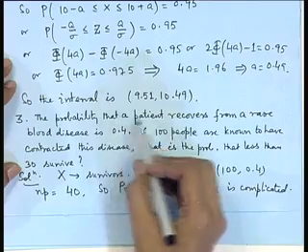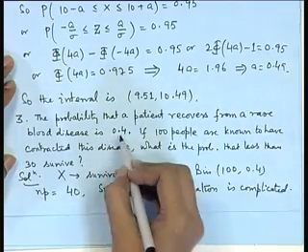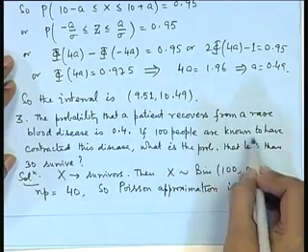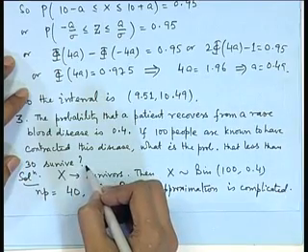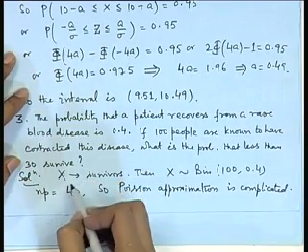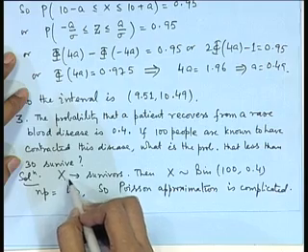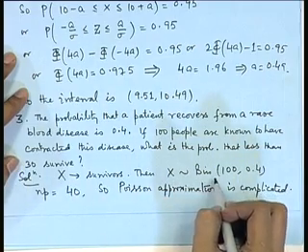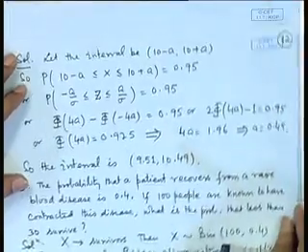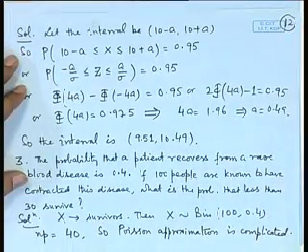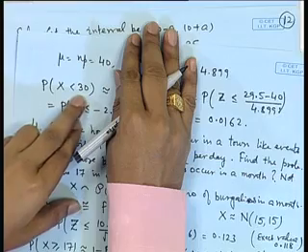So, let us look at applications of this. The probability that a patient recovers from a rare blood disease is 0.4. If 100 people are known to have contracted this disease, what is the probability that less than 30 will survive? If we consider x as the number of survivors, then x follows binomial 100, 0.4, and we are interested in calculating the probability that x is less than 30.